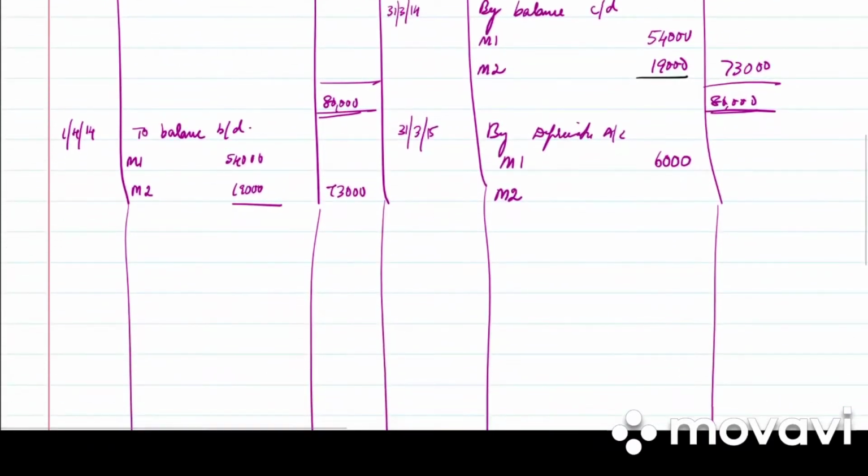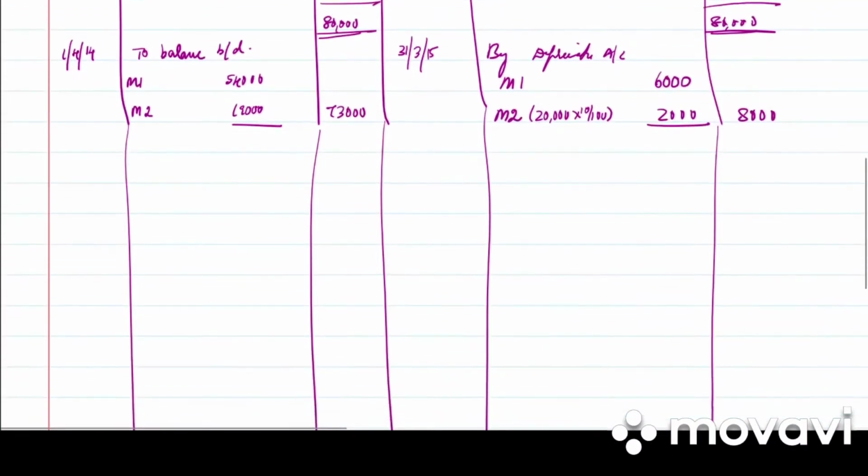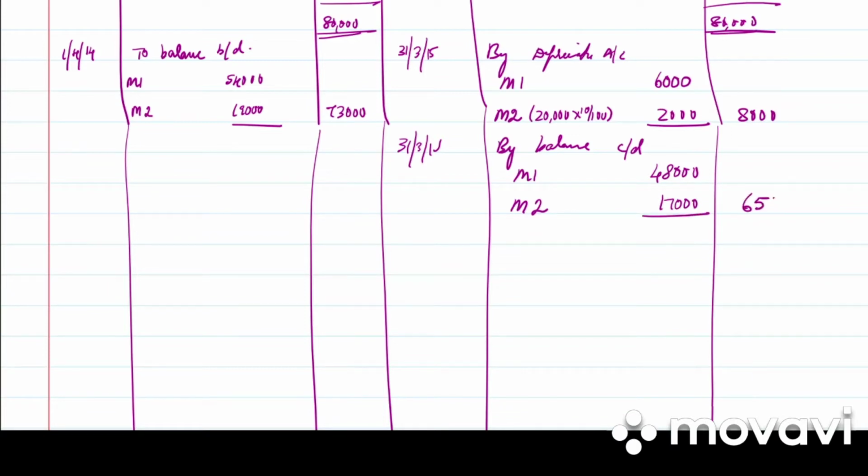What is the value of machinery? 20,000. 20,000 into 10 by 100, we get 2,000. So we get 8,000. On 31st March 2015, by balance carried down, machine 1: 54,000 minus 6,000, we get 48,000. Machine 2: 19,000 minus 2,000 is 17,000. Total 65,000. So what is the total? 73,000.